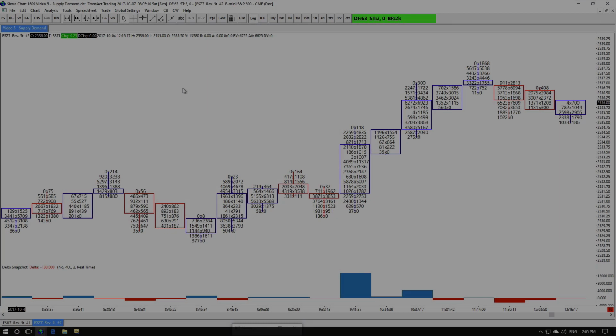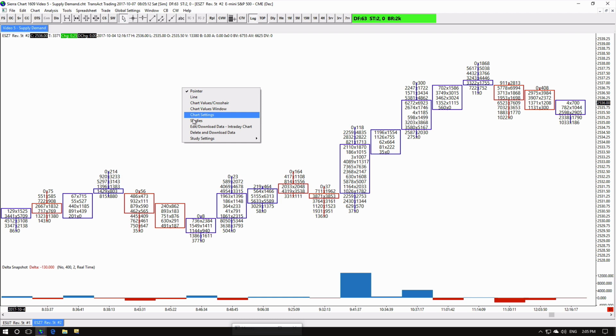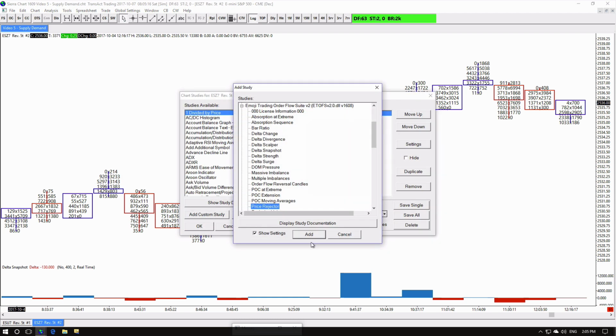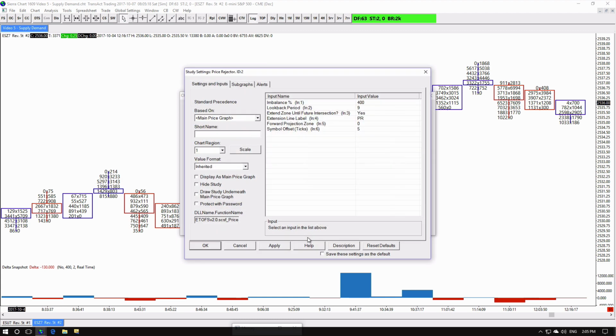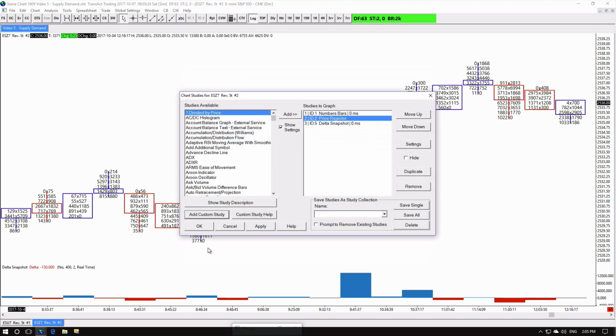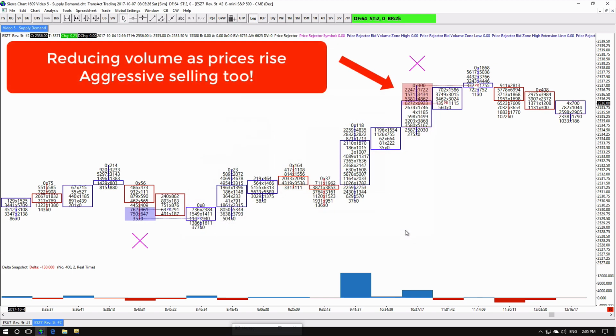We can take this idea of exhaustion one stage further using the Emoji price rejector indicator. This looks for falling supply or demand at extreme price levels in combination with aggressive trading activity in the opposite direction. What we can see here is that price approached the high of the day, we experienced reduced buying volume combined with aggressive selling on the other side of the bar.